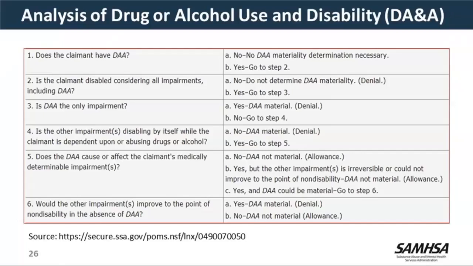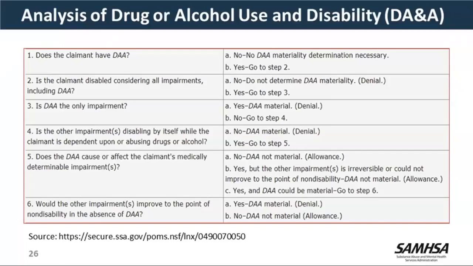The only time that the case would move on to the next step is if the drug abuse or alcoholism is clearly affecting the claimant's medically determinable impairments, and it's not clear whether those impairments would be irreversible or if they would not improve. So then it moves on to the 6th step in the sequential evaluation for materiality. And that asks the question, would the impairment improve to the point of non-disability in the absence of DA&A? If the answer is yes, it will be determined that the DA&A is material to the person's disability and the application will be denied. If the answer is no, that even with the lack of drug addiction or alcoholism, the impairment will not improve enough to be considered non-disability, the case will be allowed.